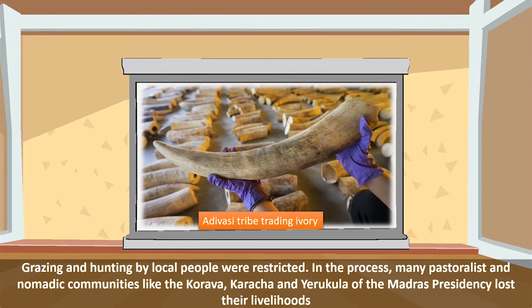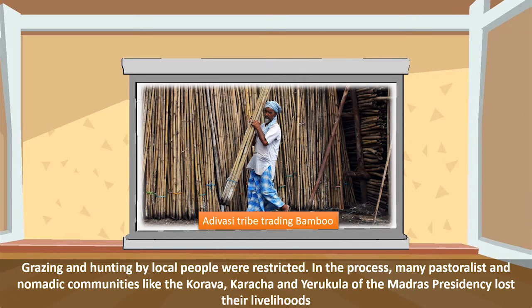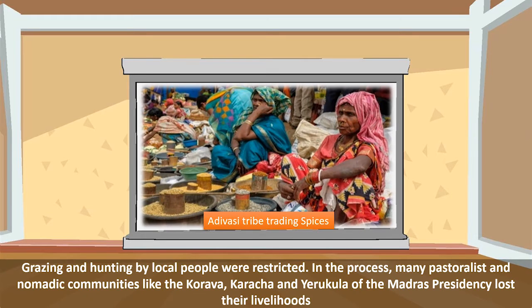New trades, new employments, and new services. While people lost out in many ways after the Forest Department took control of the forests, some people benefited from the new opportunities that had opened up in trade. Many communities left their traditional occupations and started trading in forest products. This happened not only in India but also across the world.